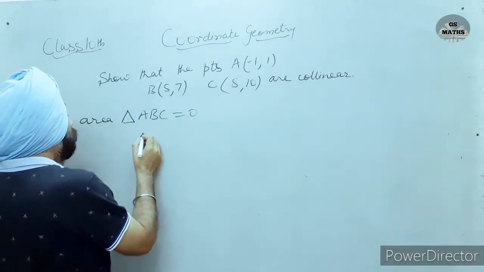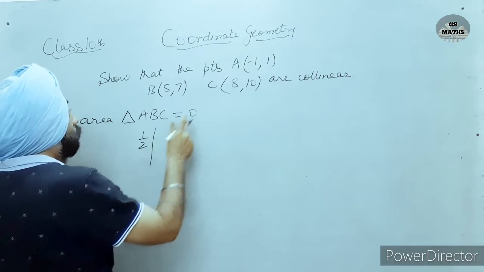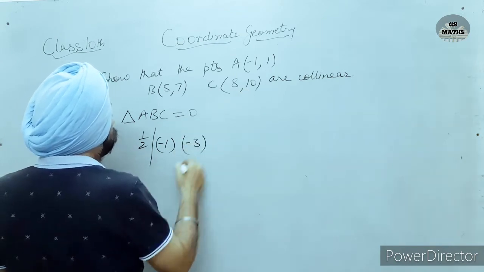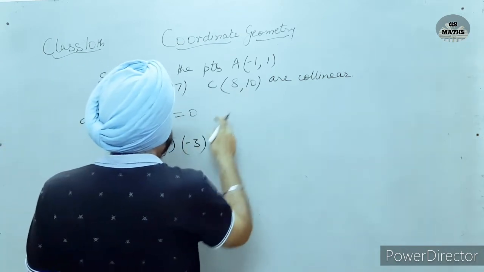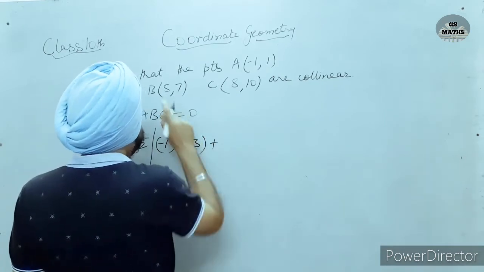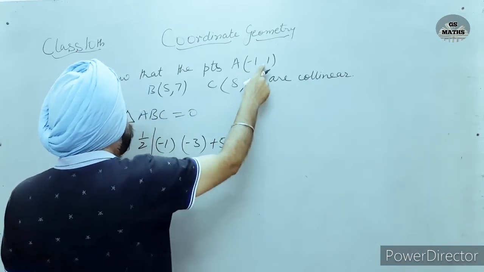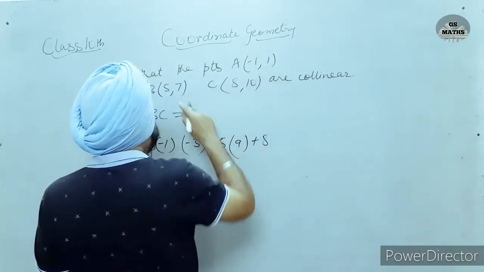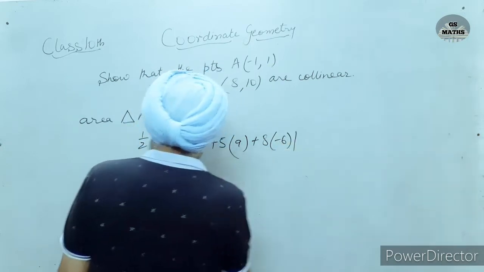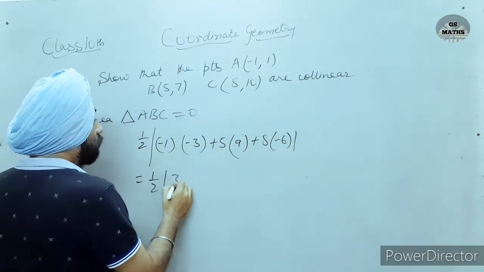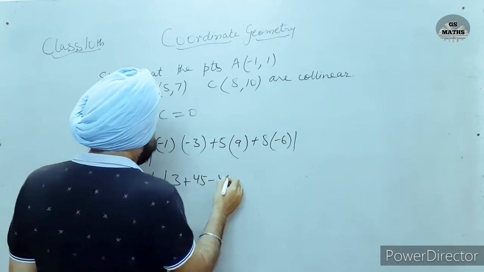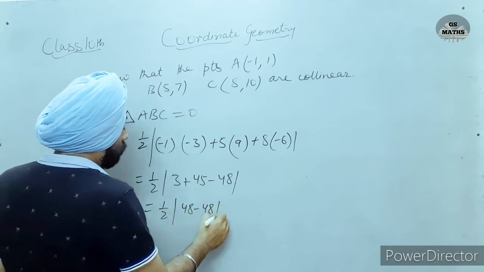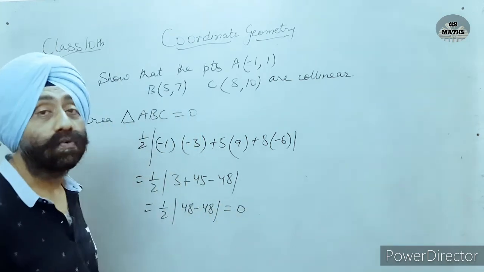Now find the area of the triangle directly. Half x1, this is your x1, times y2 minus y3. I get 7 minus 10, that is minus 3, plus x2, this is 5, times 10 minus 1, that is 9, plus 8 times 1 minus 7, that is minus 6. It is half of 3 plus 45 minus 48. I get half of 48 minus 48, that is equal to simply 0.